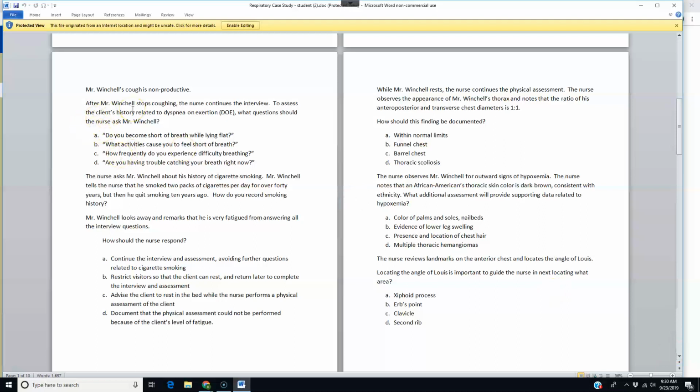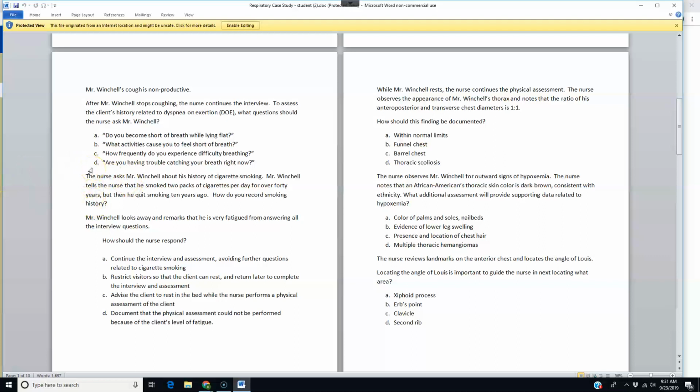After Mr. Winchell stops coughing, the nurse continues the interview to assess the patient's history related to dyspnea on exertion, and we might see that as the acronym DOE. What question would the nurse ask Mr. Winchell? And the answer to that would be B. What activities cause you to feel short of breath?